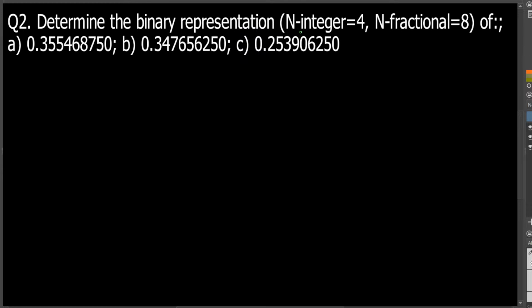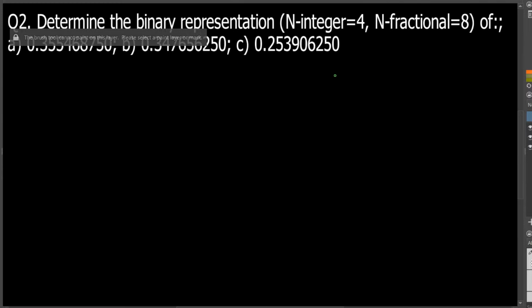Binary representation, n integer 4, n fractional 8 of these numbers. We have some fraction numbers. We want to convert them into binary. Now here they put n integer 4, n fractional 8. This actually means the integer numbers are 4 bit.